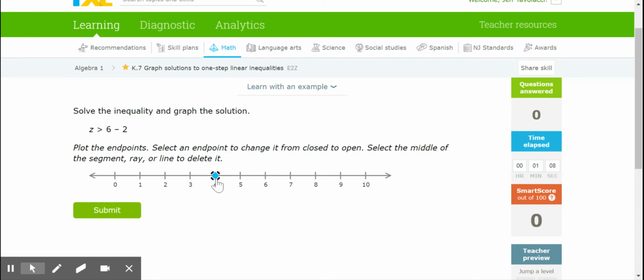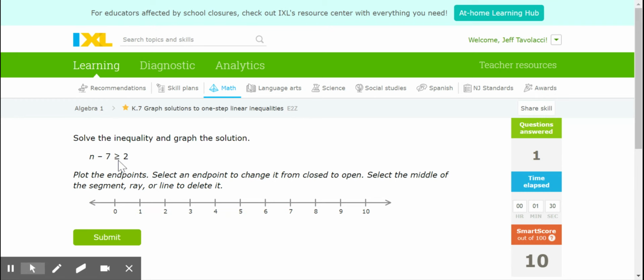Now, since it's not equal to, we would click it again because we don't actually want 4 as a value. Since Z is greater than 4, and that inequality is actually pointing in this direction, we're going to want to graph all the way out or anything greater than 4, like 5, 6, 7, 8, 9, 10, etc.